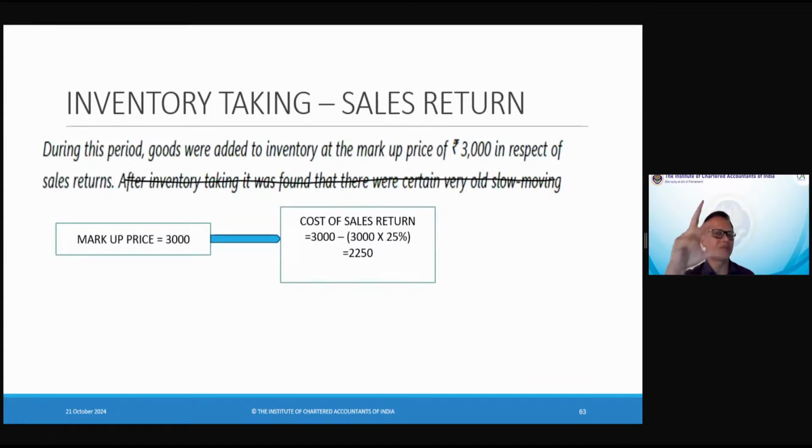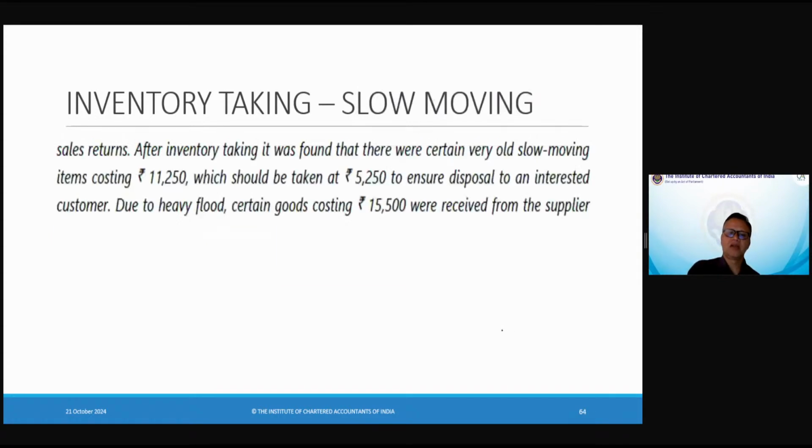Now, why this concept? I told you in this diagram, sales return, purchase return. So this concept can be useful while calculating the cost of sales return, and now we can know where to keep it in the inventory. So what happened is we got the cost of sales return now. Then we are now concentrating on slow moving items.